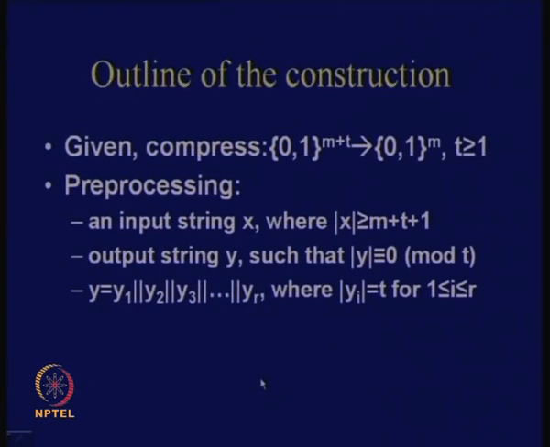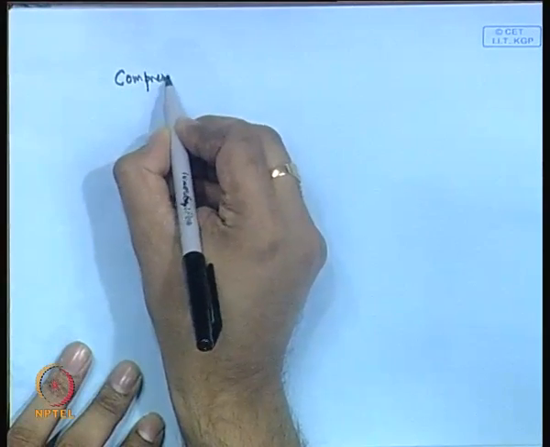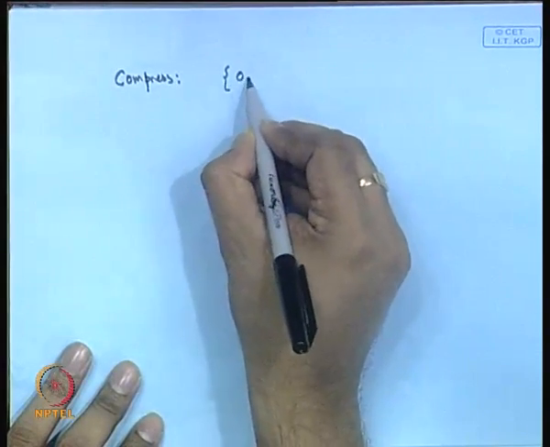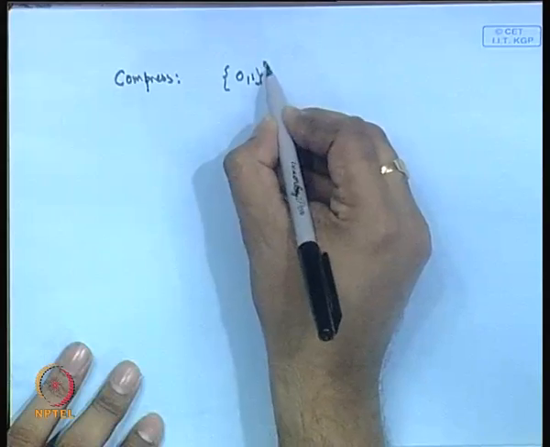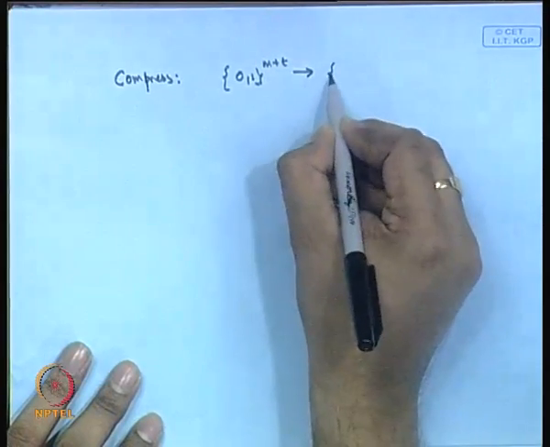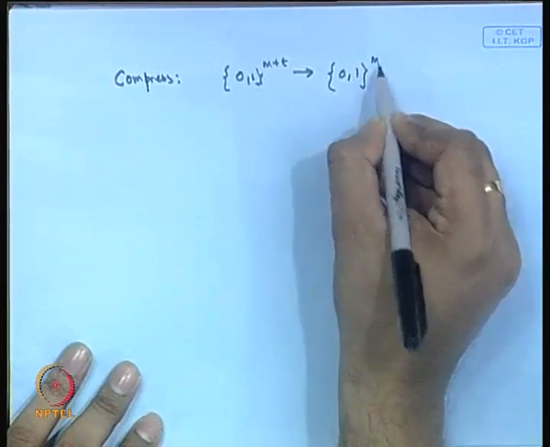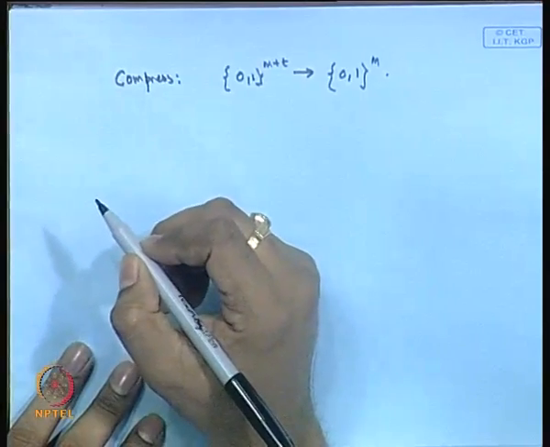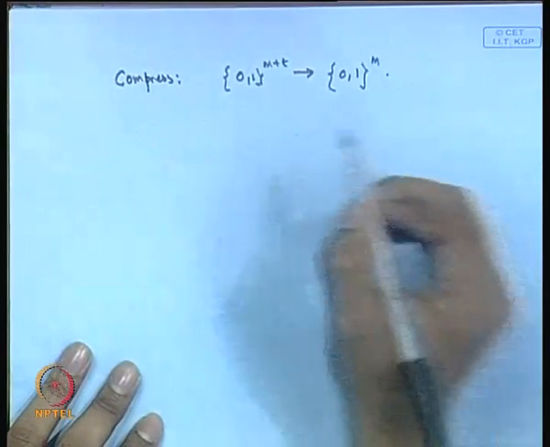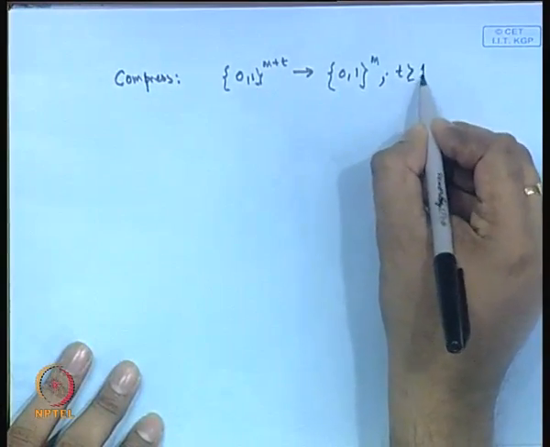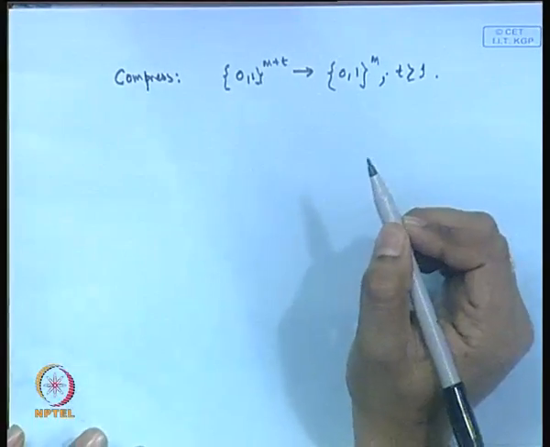So now let's start the algorithm. Okay, so the basic concept behind this construction is that you have got a compress function. Okay, which means that you have got a compress block which will take in, say, m plus t bits and will give you a 0, 1 m bit output. Okay, so therefore this is a compression function. Okay, so t is typically greater than or equal to 1.